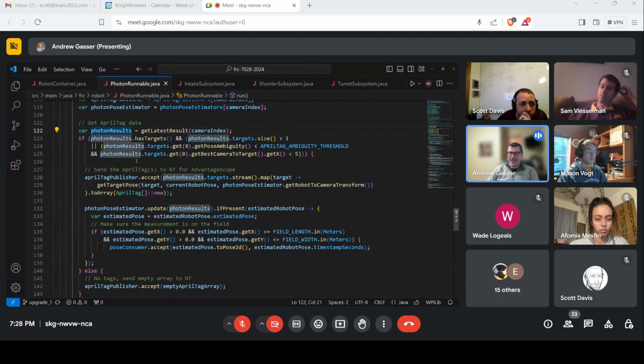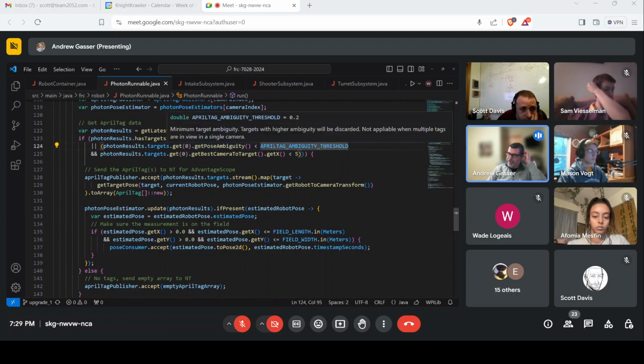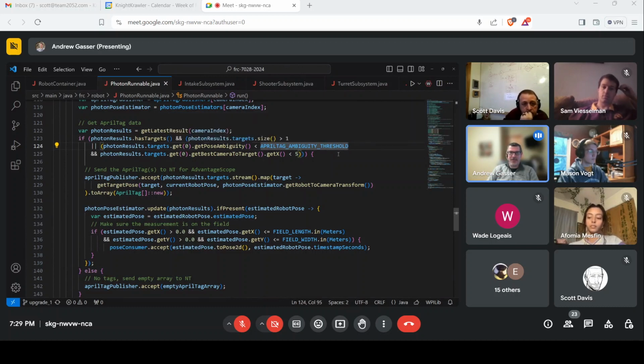Here it has this easy has targets. With Limelight, it's not as easy, and sometimes people miss that early on, checking if it sees a target. If it doesn't, it just tells you it's at 0, 0, and then you start putting that into your estimator and things get crazy. But here we check if you can see more than one tag, then we proceed. Or if you can see just one tag, then it has to meet an ambiguity threshold, which we have set to 0.2. There's also a slider in PhotonVision where you can adjust your decision cutoff. And we usually tweak that during calibration time.